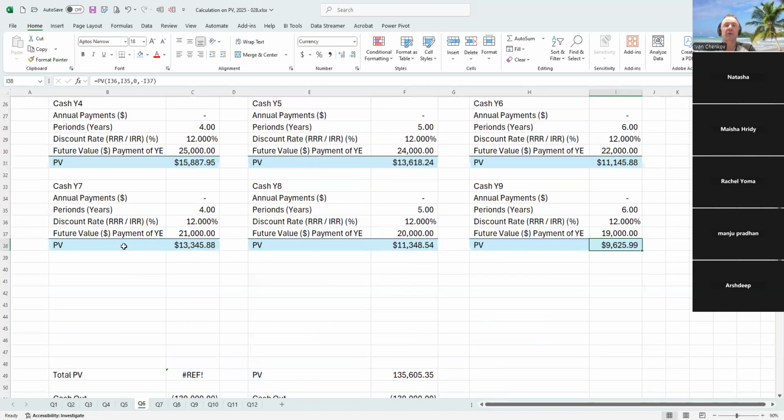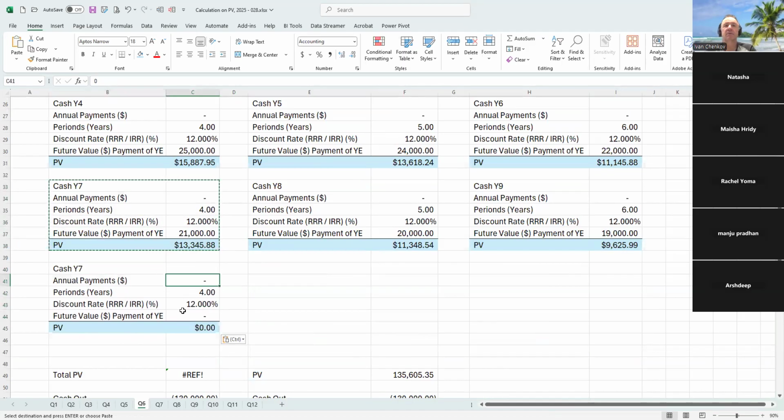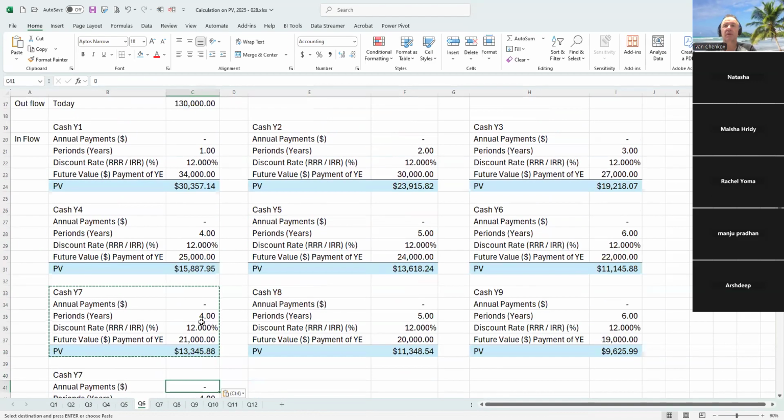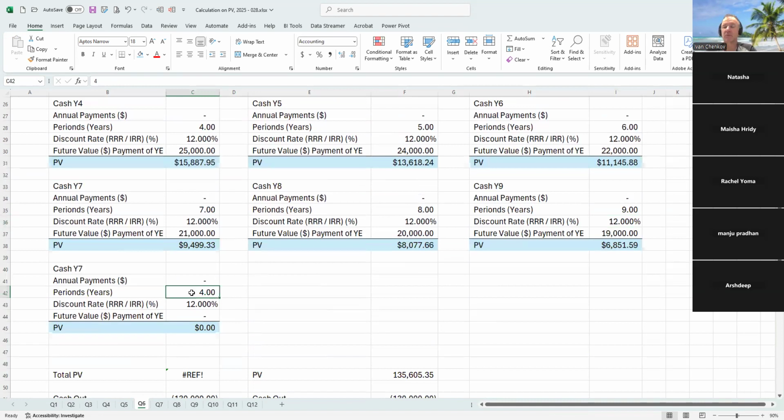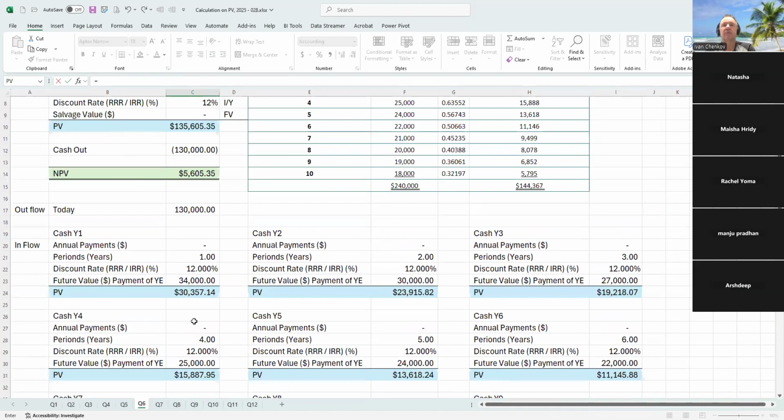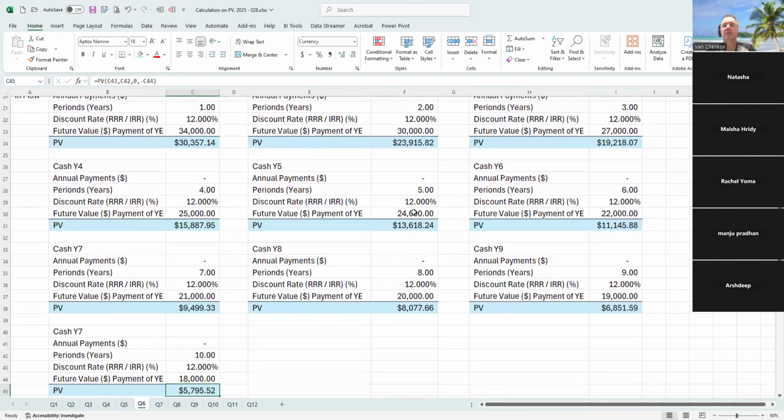And there's one more year left for me. So I'm going to paste this one more time, and I'm done with this. Now I have to change the periods here. That will be 7, that will be 8, and that will be 9. And the last one left for me will be 10 years from now. The payment that I'm going to get 10 years from now is only $18,000.